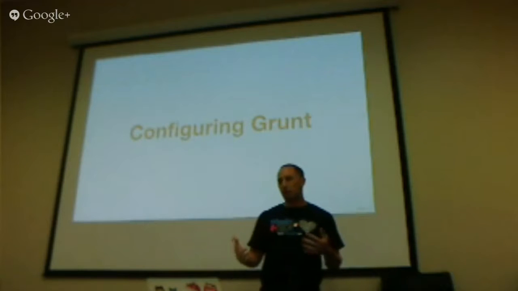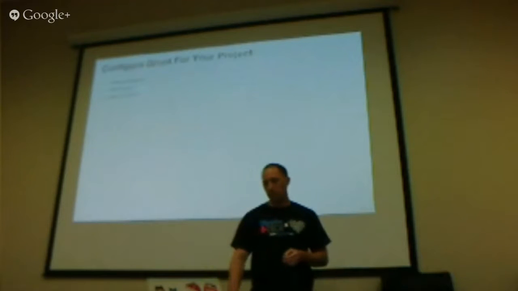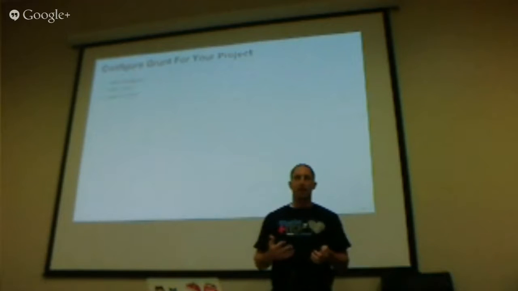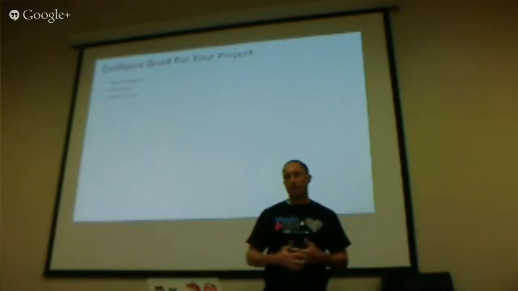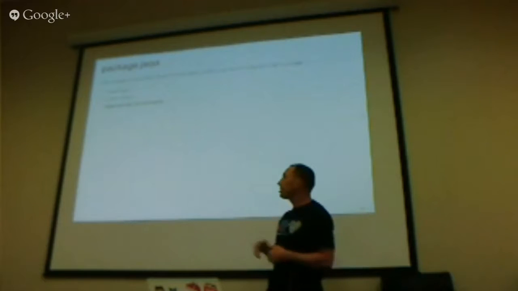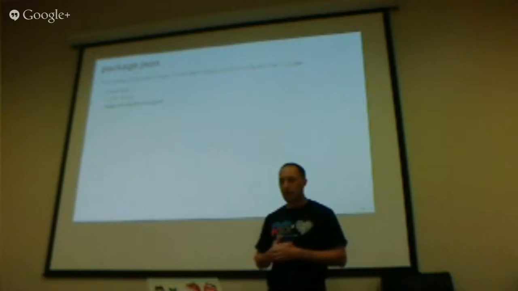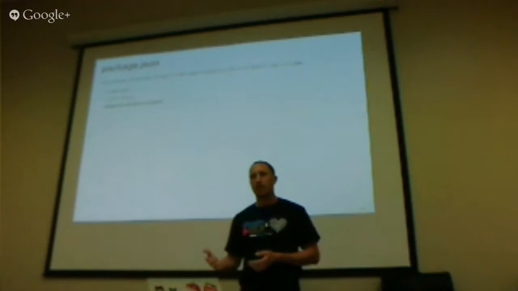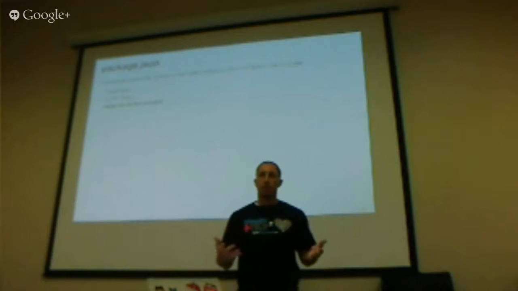Once you have Grunt installed, you need to configure it, otherwise it doesn't do a whole lot. To configure Grunt for your project, the first thing you're going to do is create a package.json file. Then you're going to install your plugins. Then you're going to create your Gruntfile.js to configure Grunt for your particular project. The package.json file isn't actually a Grunt file, it's a Node.js file. But it's very useful inside Grunt configurations. It includes things like your project name and your current version number. And more importantly, it has a list of all your Grunt dependencies.